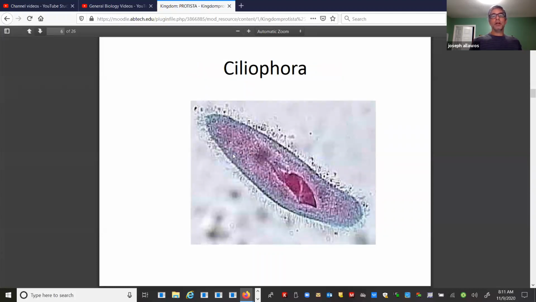Now we get to the Ciliophora. You can see all these cilia on this little thing, and these are the ciliates. Again, means of motility: they move by flapping these little hairs on their bodies and moving through the water. Ciliophorans are not known to be parasites. They're free living and they're kind of predatory on smaller organisms in water.